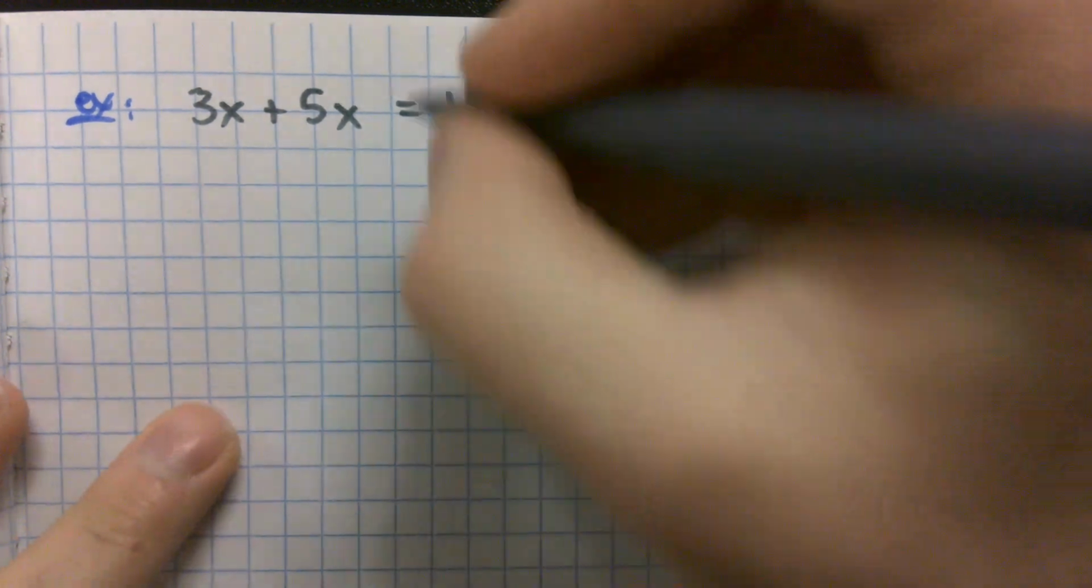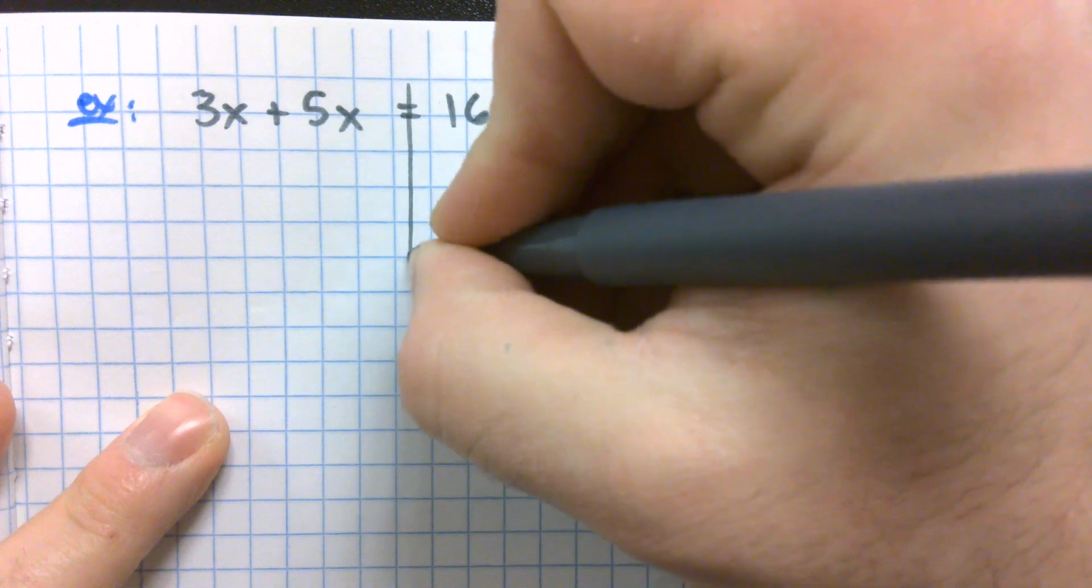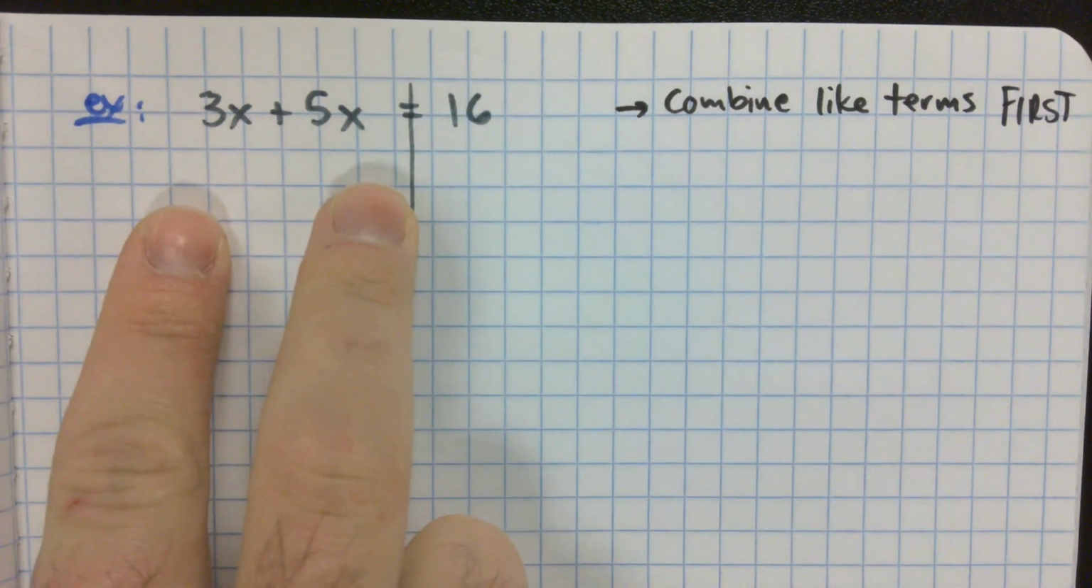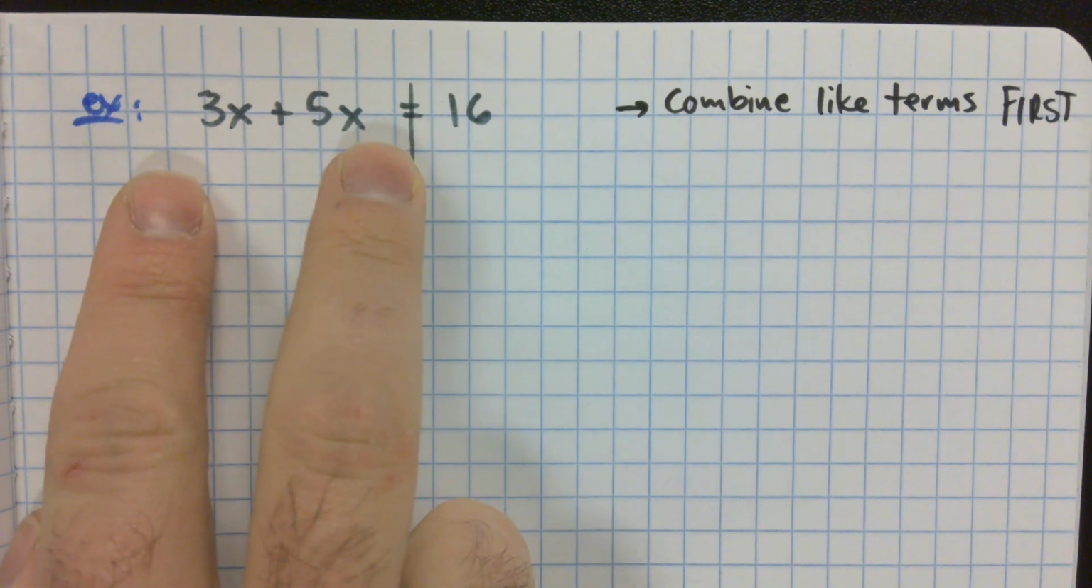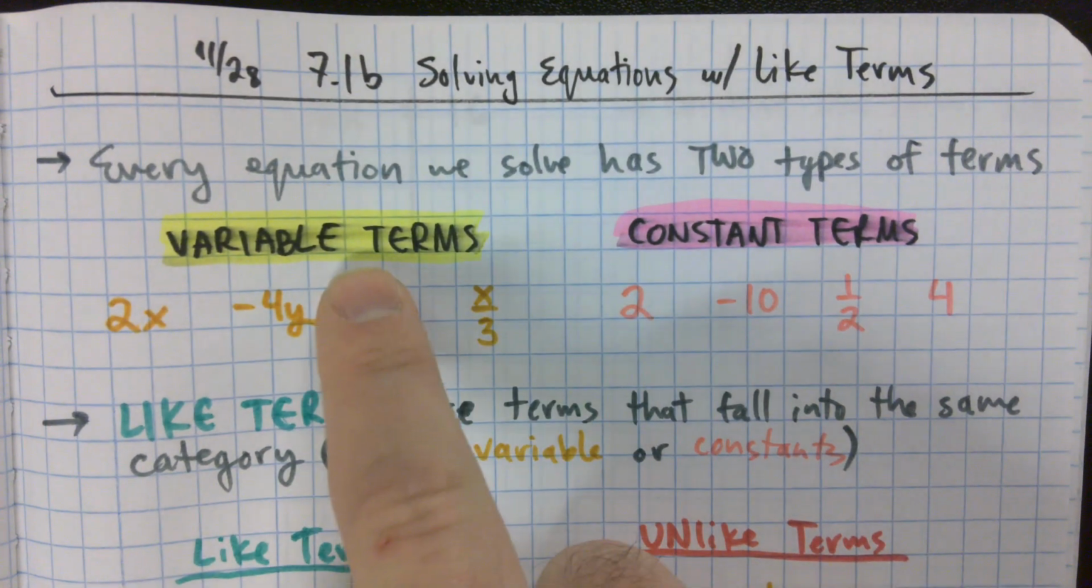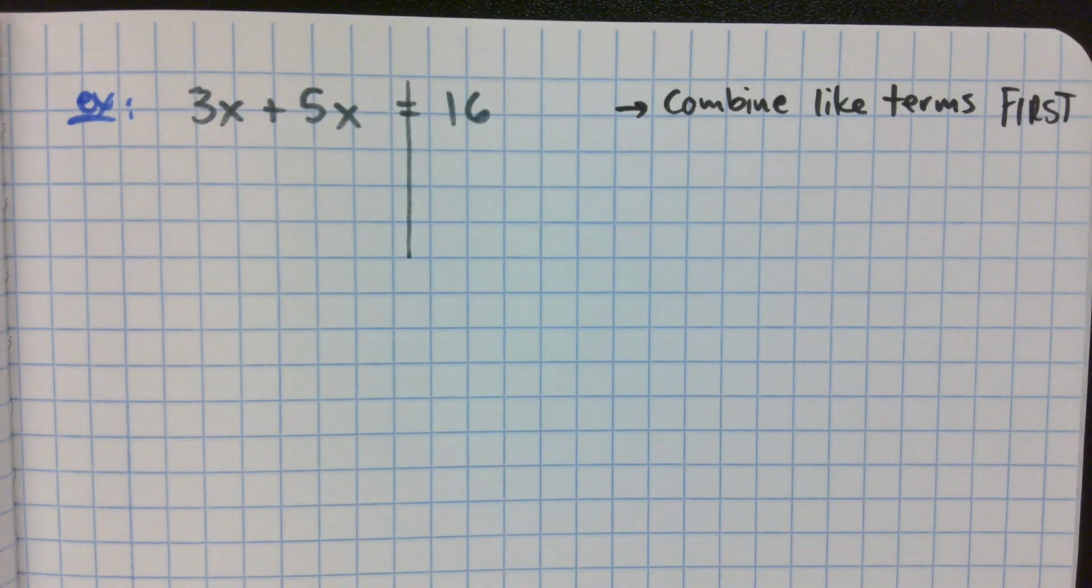Just like always, we want to split our equal sign first. Doesn't matter what we're doing, that's the first thing we always do. Because we can only combine like terms on the same side of the equal sign. So with our highlighters, whatever color you chose for your variable terms, you're going to go and highlight each of our variable terms. We've got 3x, 5x, and 16.